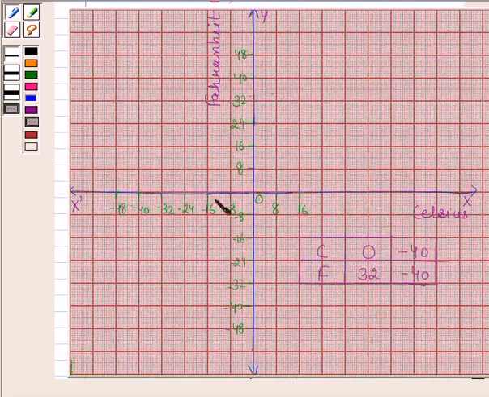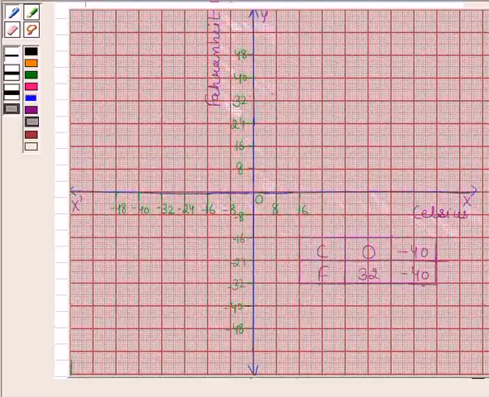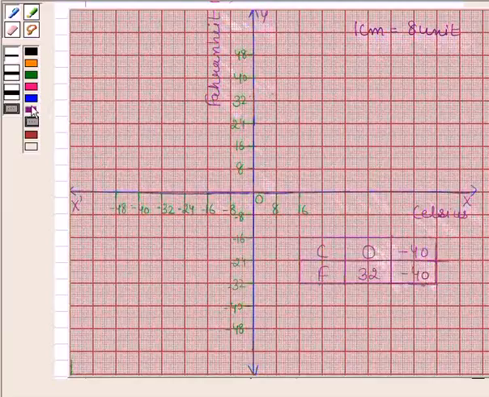We have drawn two axes, x and y. We have used x-axis for Celsius and y-axis for Fahrenheit. And we are using the scale 1 centimeter is equal to 8 unit. The two points which we have to plot are 0, 32 and minus 40, minus 40. So let's first plot the first point. Now the first point is, when C is equal to 0, then F is equal to 32. So this is the required point, 0, 32.